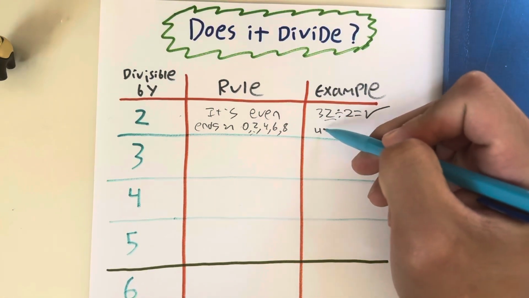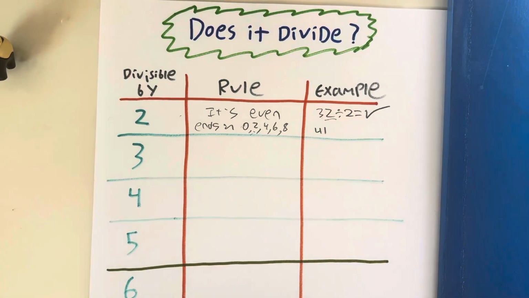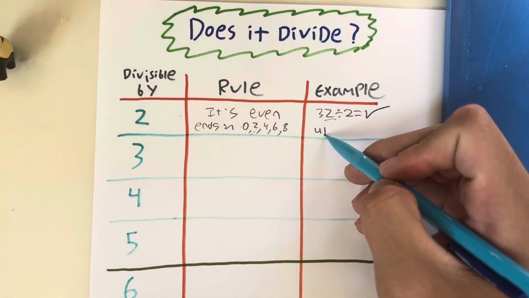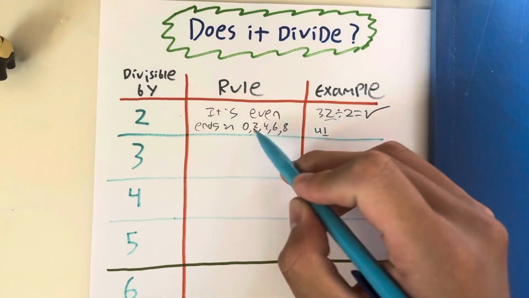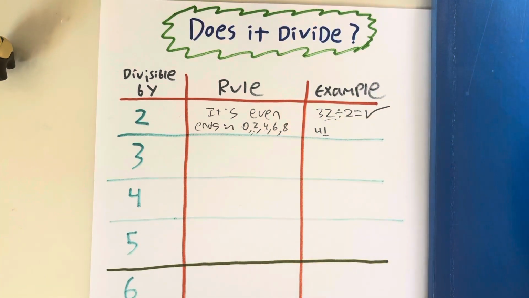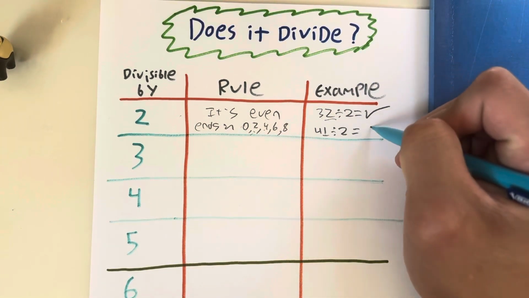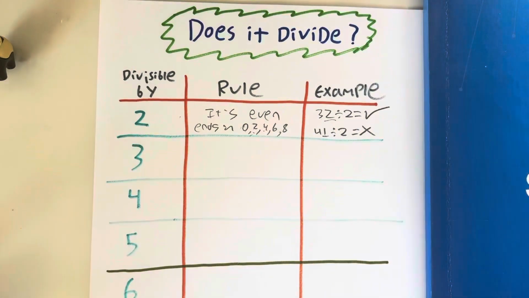How about the number 41? Would this be divisible by 2? Let's check. Because 1 is the last digit, is 1 a 0, 2, 4, 6, or 8? No. So it means when you divide this by 2, it will not be divisible. So it's pretty easy for 2.